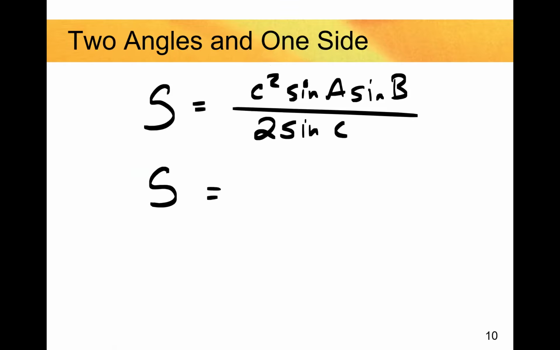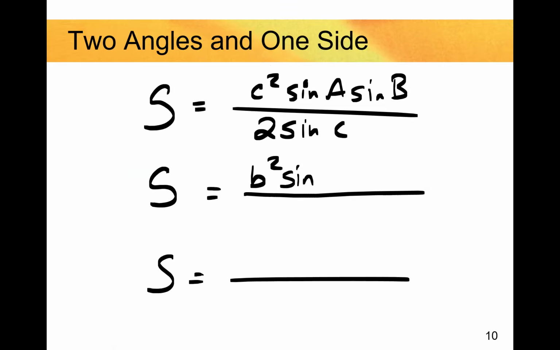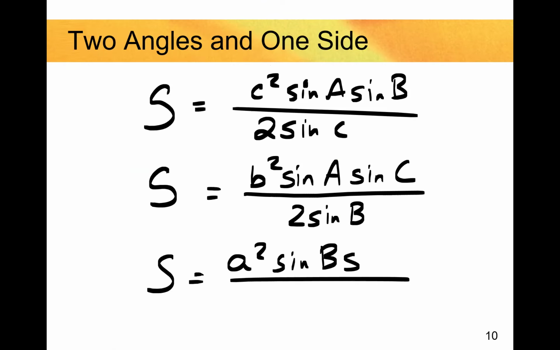Anybody give me the second formula real quick? B squared, sine A, sine C. Thank you. And anybody else with the last formula? B squared, sine A, sine C over 2 sine A. Okay, that is cool. So technically, it's three angles and a side, or you can say it's just knowing one side. All right, let you guys write that down, and then let's do a problem.